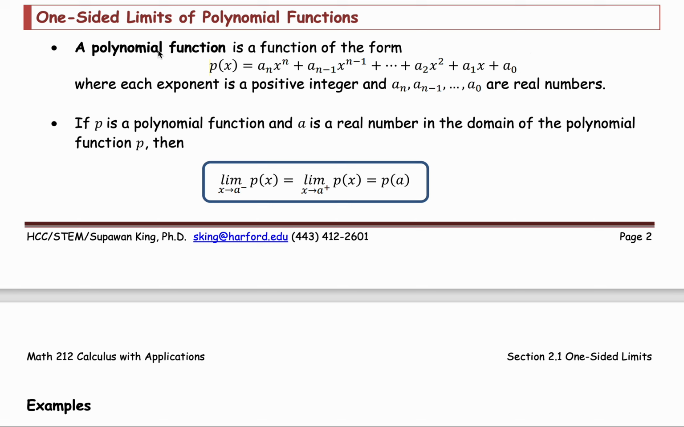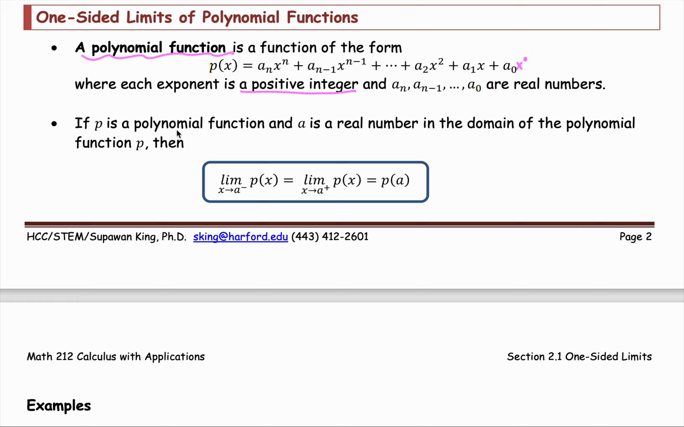Let's take a look at one-sided limits of polynomial functions. We call a polynomial function a function of the form p of x equals a_n x to the power n plus a_(n-1) x to the power n minus 1, and so forth down to the lowest power, which is the power 0. The subscript represents the same as the power of the x, where each exponent is a positive integer, and a_(n-1) and so forth up until a_0 are real numbers.